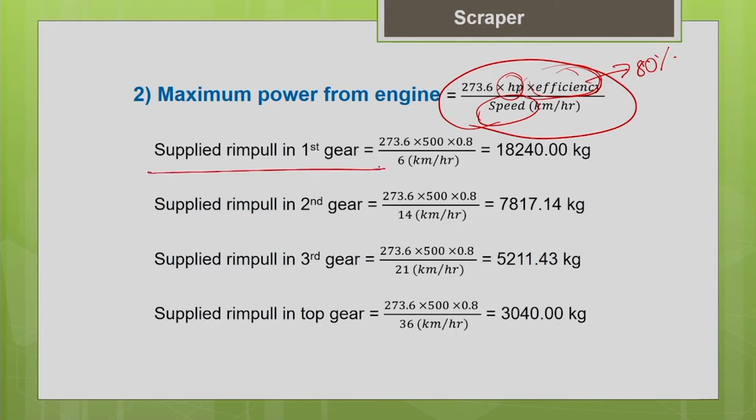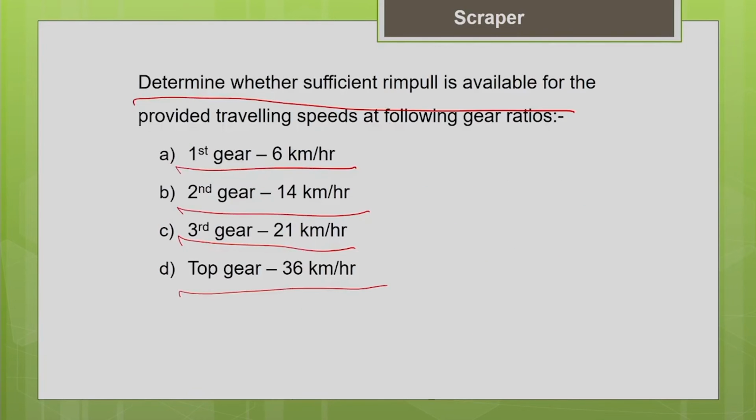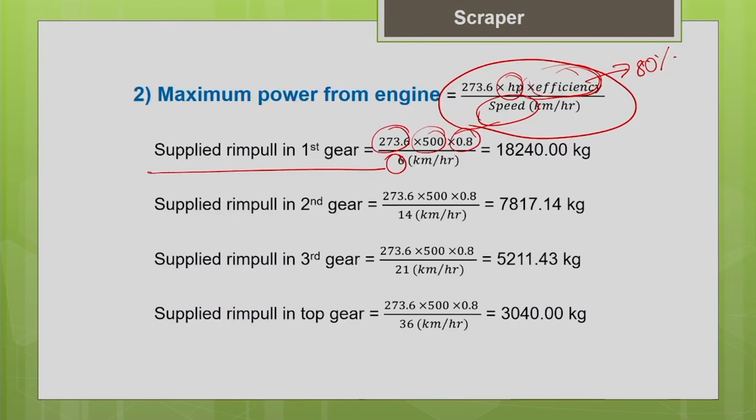So, the supplied rim pull in the first gear equal to 273.6 multiplied by horsepower is 500, efficiency is 80%, and the speed in the first gear is given as 6 km per hour. Hope you remember the speeds are given here as the input data. So, the supplied rim pull is 18,240 kg.